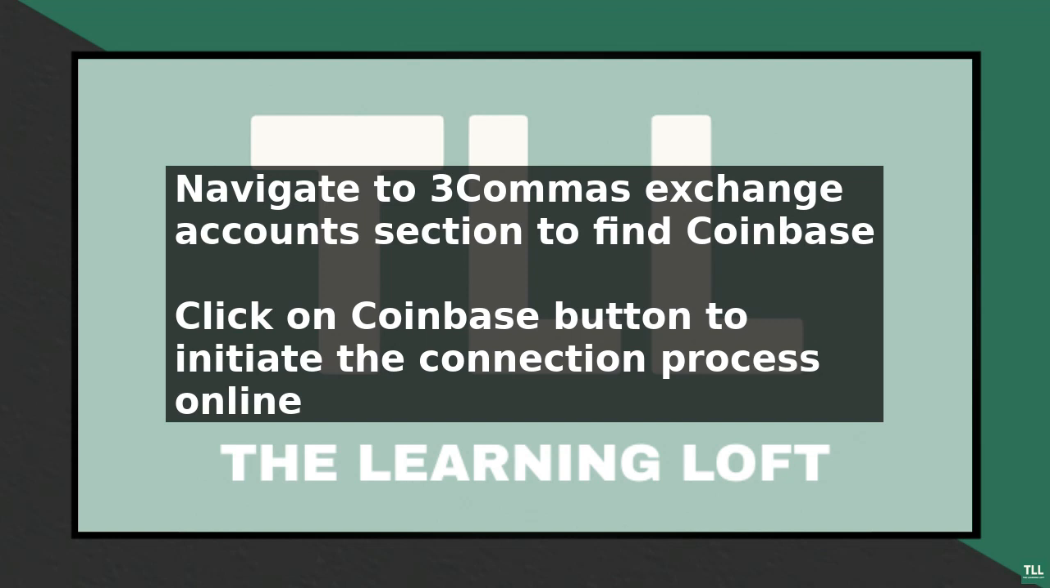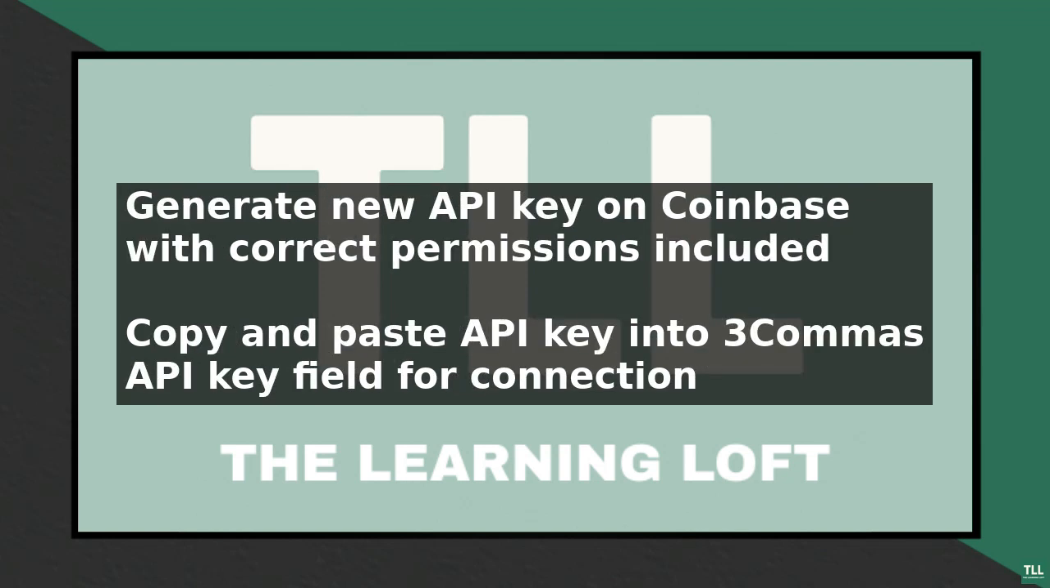To get the API key, log into your Coinbase account, go to the account settings, and select the API access option. Generate a new API key and ensure you select the correct permissions, which typically include view, transfer, and trade. After generating the API key, copy and paste it into the 3Commas API key field. You also need to enter the API secret, which is provided along with the API key on the Coinbase website.